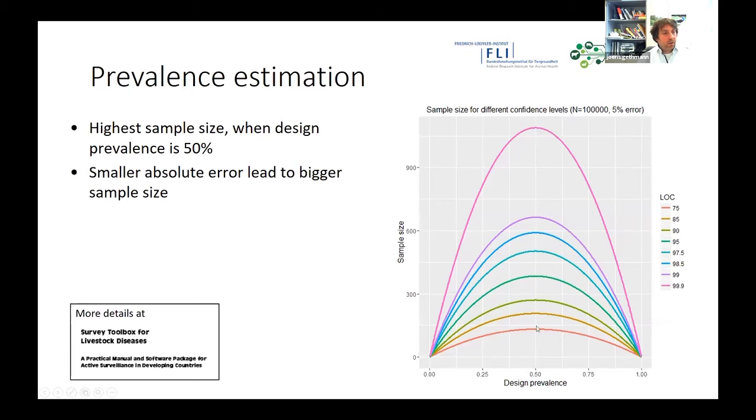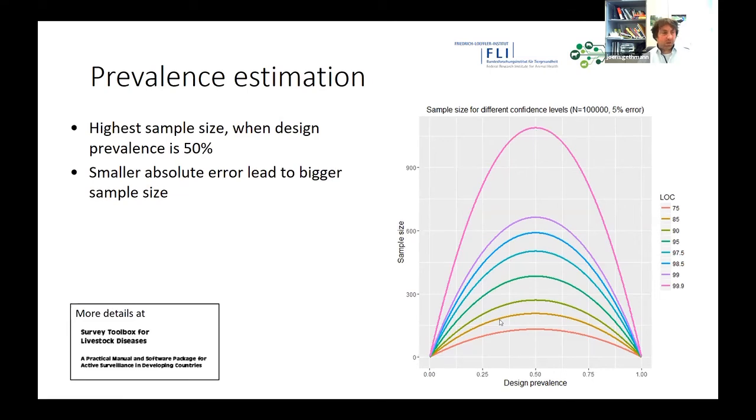Now I calculated the sample size for different confidence levels, and for a large population of 100,000 animals with 5% error and different confidence levels. What is quite interesting here, the sample size is highest for a design prevalence of 50%. Do you know why it is? 50% is the highest sample size, always.